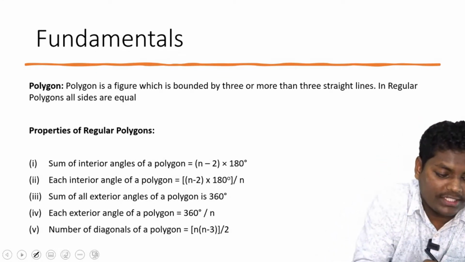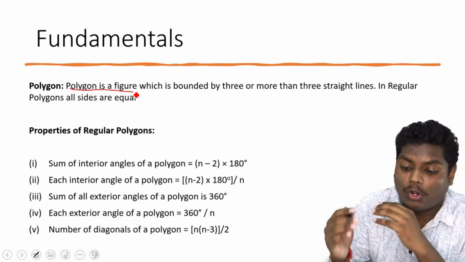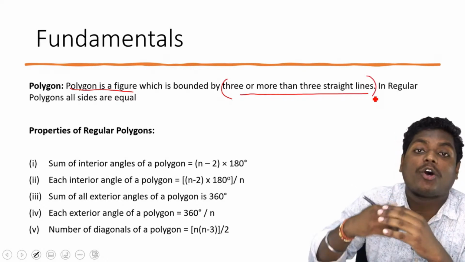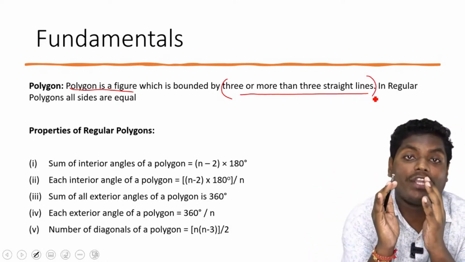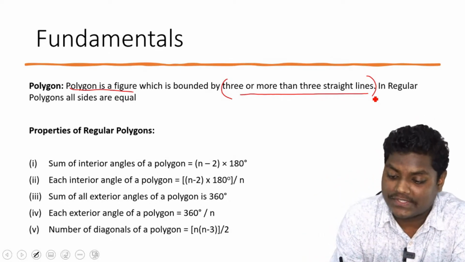So what is a polygon? A polygon is a figure which is bounded by 3 or more than 3 straight lines.